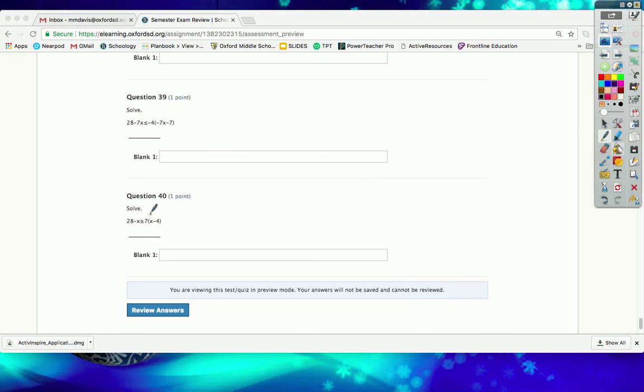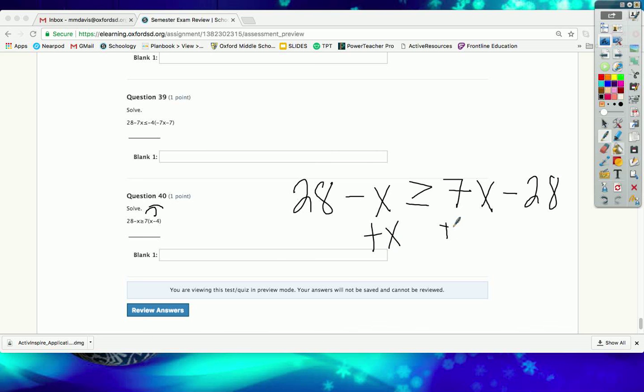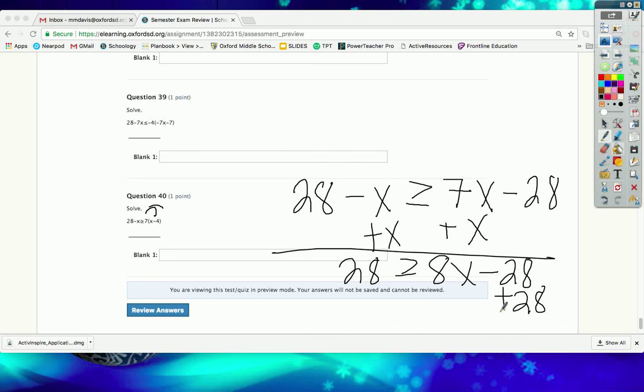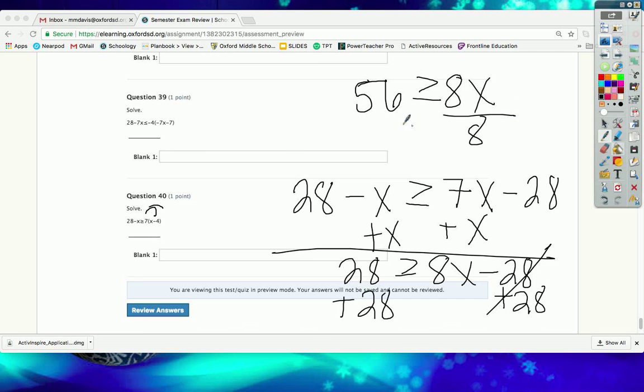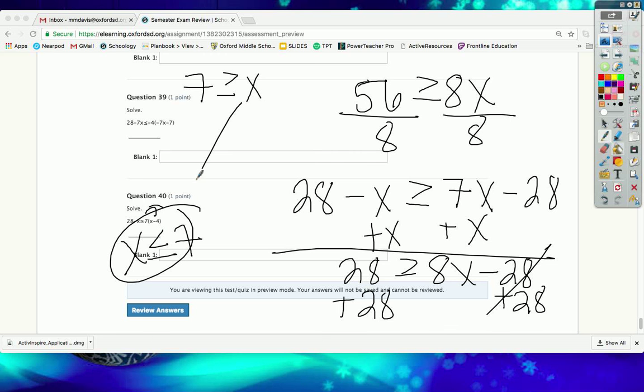Last one, I need to distribute the 7, and I've got 28 minus x is greater than or equal to 7x minus 28. Get our x terms together by adding an x to both sides. Got 28 is greater than or equal to 8x minus 28. When I add this 28 over to the other side, I've got 56 is greater than or equal to 8x. And when I divide by 8, 7 is greater than or equal to x, therefore x is less than or equal to 7. When I rewrite it, I got to remember it's like a mirror image, the entire thing flips.